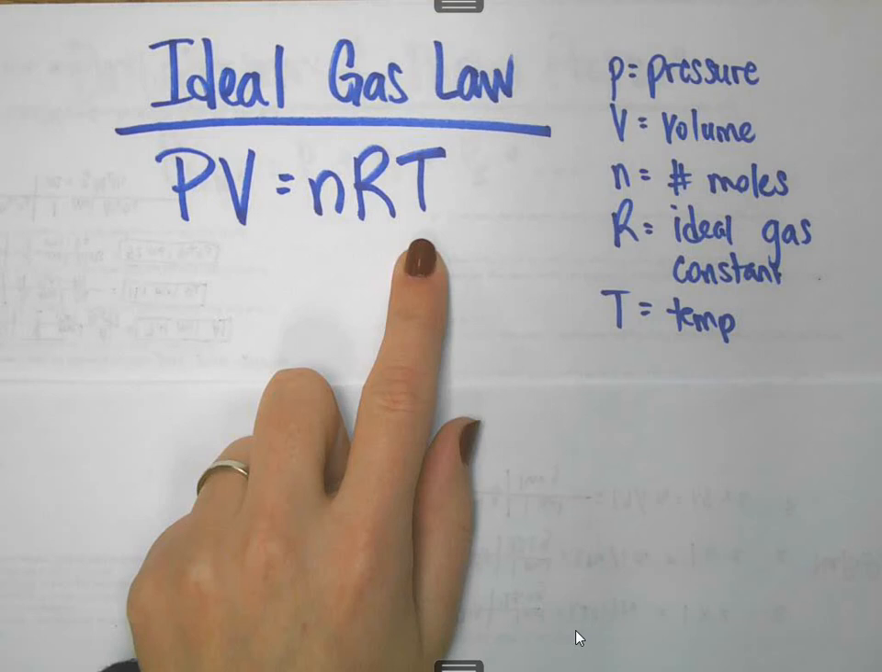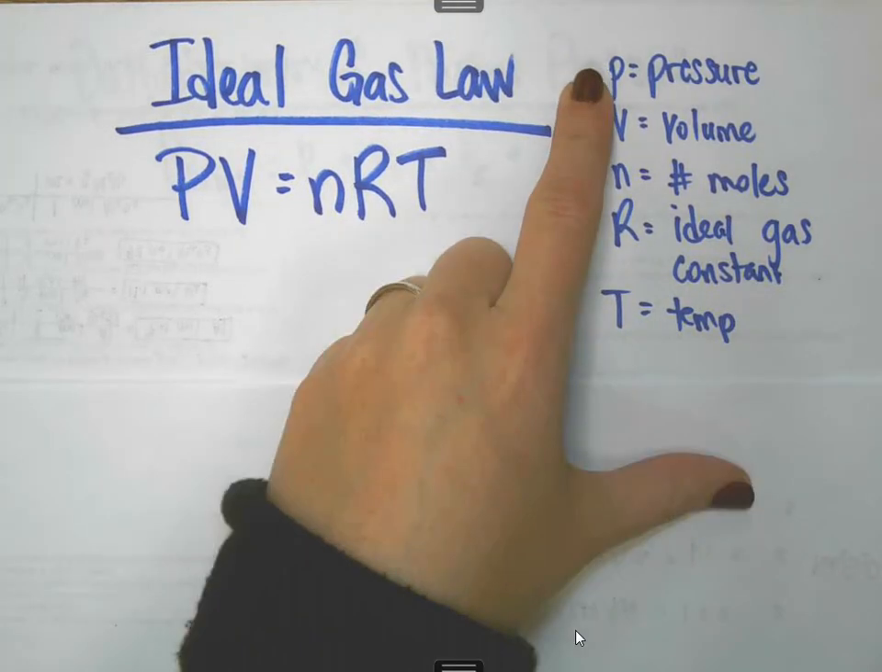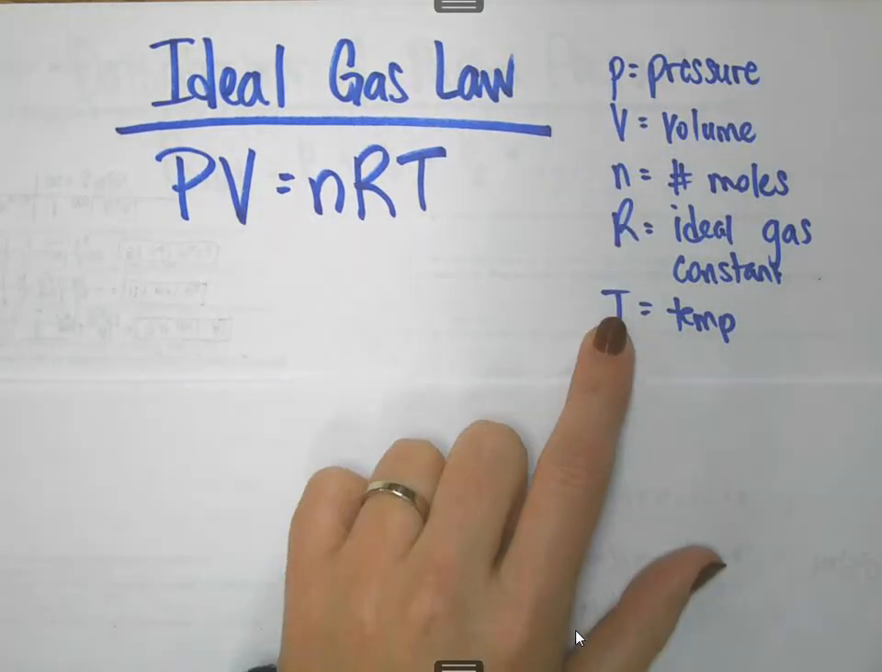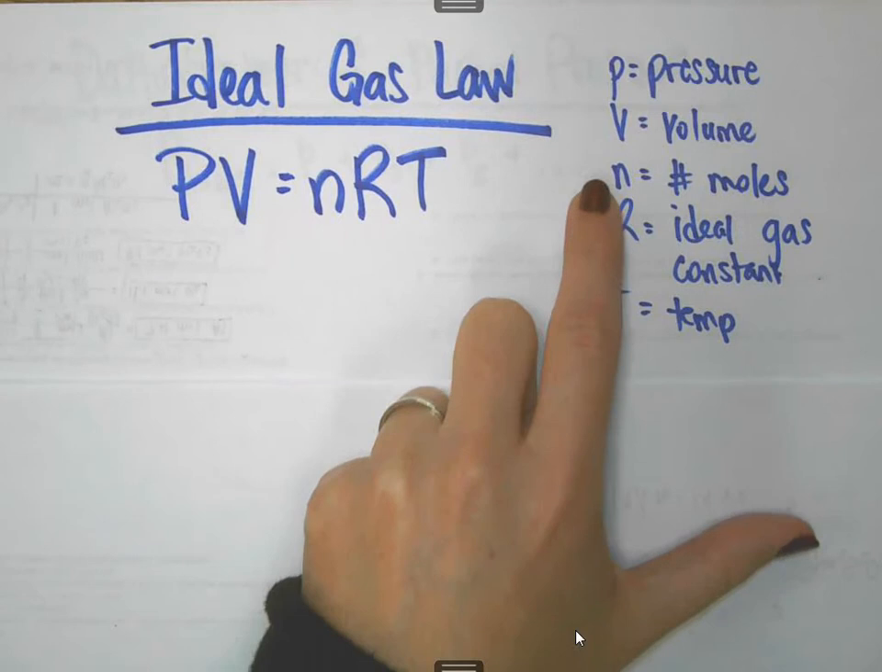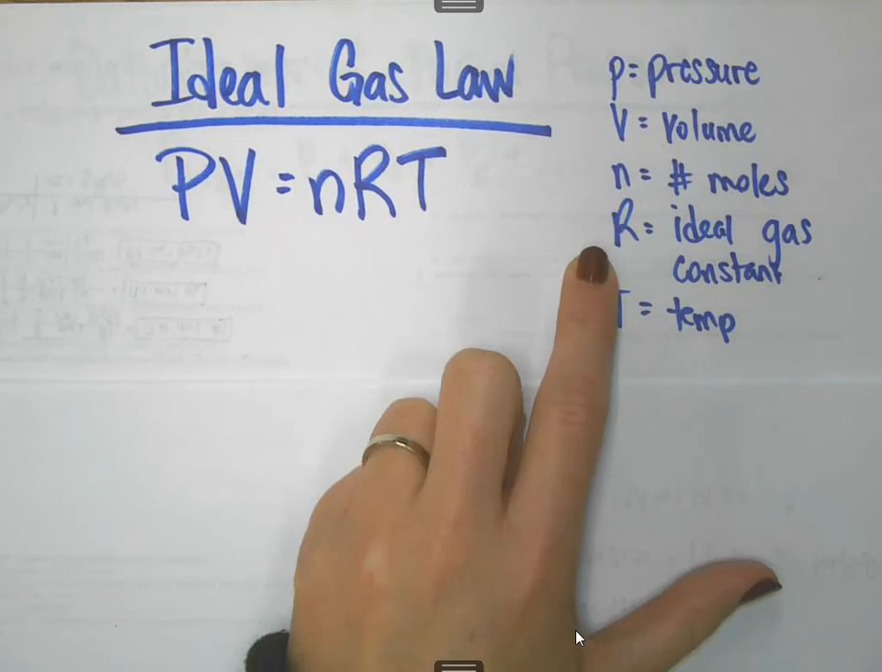We should already be familiar with P for pressure, V for volume, and T for temperature. The new additions to this one are n and R. n is the number of moles, and the capital R stands for the ideal gas constant. The nice thing about constants is that they're given to us, and we usually don't have to memorize those. We can look at them on a reference table.